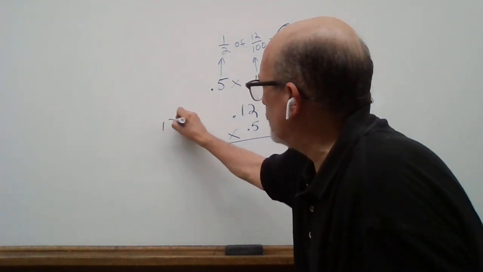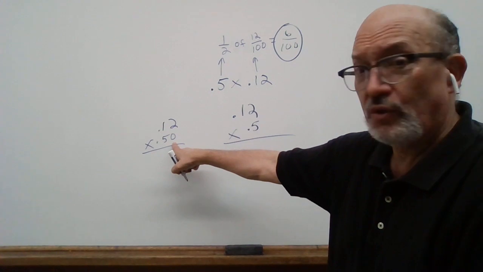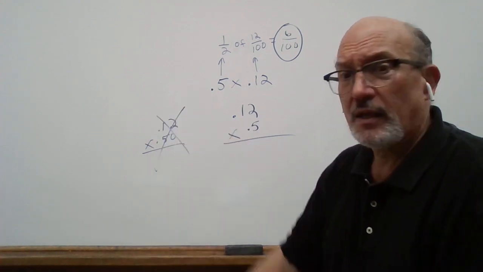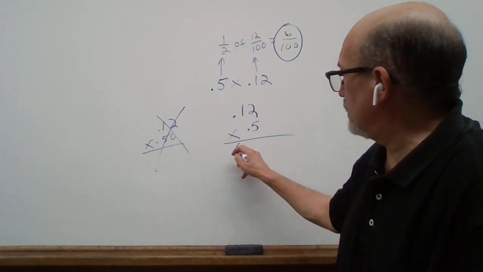And please don't do this. Don't make them line up. Now, you can get to the right answer like this, but you're making it unnecessarily complex. 5 times 12, as I said before, is 60.